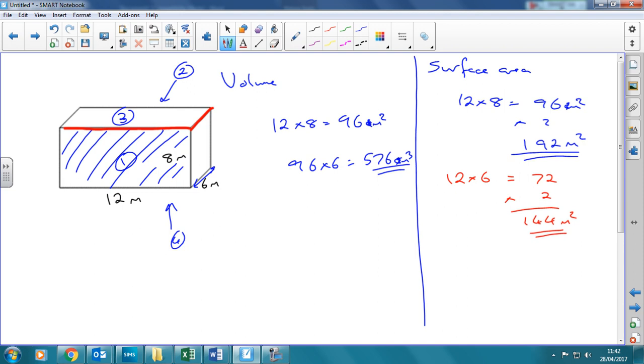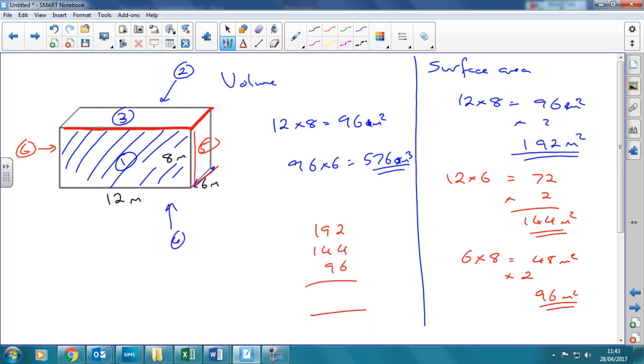And then we've got this one on the end, which we'll call 5, and then this one over here, which we're going to call 6. So this one is a 6 metres by 8 metres. So 6 times 8 equals 48 metres squared. We're going to times that by 2 to get 96 metres squared. And then once we've got that, we need to add them together. So 192, 144, and 96, and we've got to add them all together.